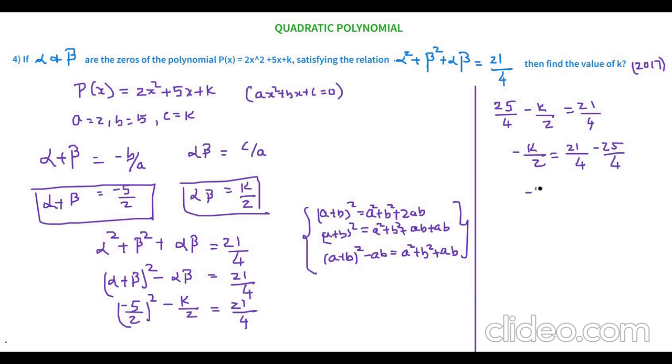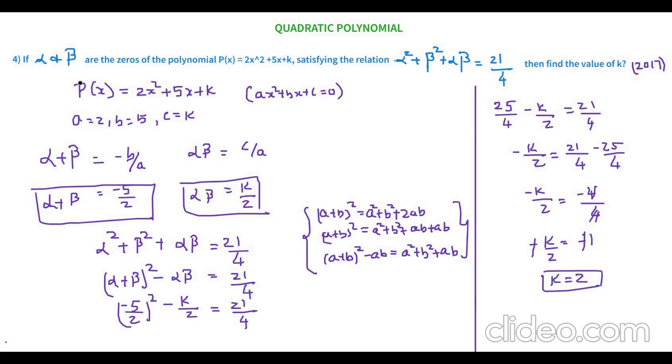This left hand side will remain the same. So 21 minus 25 is minus 4 by 4. This can be crossed out and becomes 1. So minus k by 2 equals minus 1. The minus and minus can be crossed out, and let's cross multiply this. So k equals 2. So we have found the value of k.